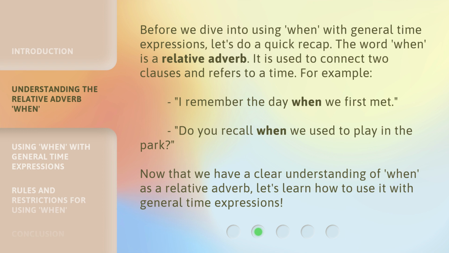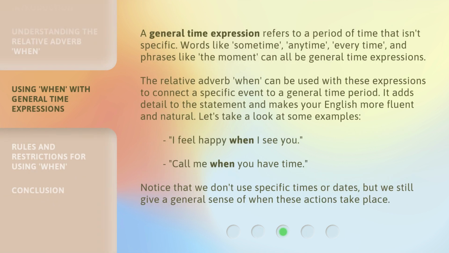Now that we have a clear understanding of when as a relative adverb, let's learn how to use it with general time expressions. A general time expression refers to a period of time that isn't specific. Words like sometime, anytime, every time, and phrases like the moment can all be general time expressions. The relative adverb when can be used with these expressions to connect a specific event to a general time period. It adds detail to the statement and makes your English more fluent and natural.